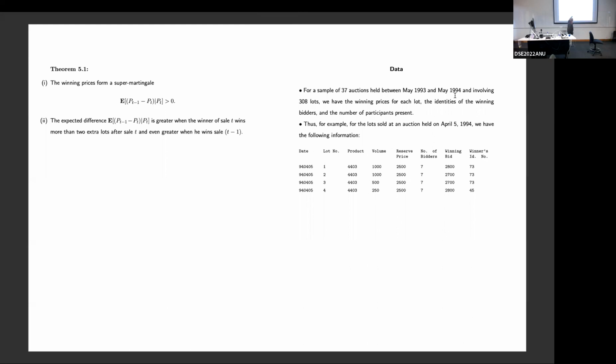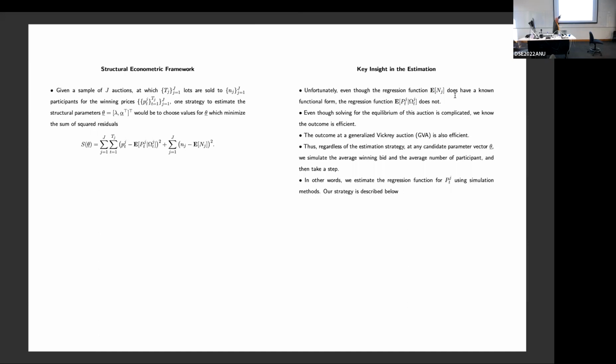You know, there'll be 4 lots. They'll have different units, different reserves, different winning prices. As I said, here's the key insight that we're going to use to estimate an objective like this. Or you could, in the actual paper, we did generalized method of moments, but the key to any estimation strategy is to be able to simulate these winning bids at the auction.